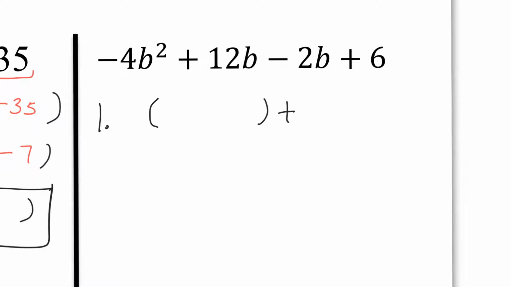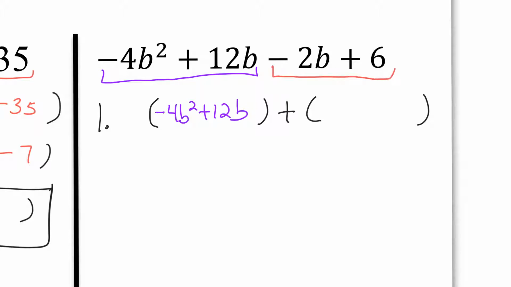You make 2 groups, factoring by grouping. So those are my 2 groups. I'm going to write down my first 2 terms. So notice we have a negative 4b squared plus 12b. And then you guys write down the next 2 terms, negative 2b plus 6.